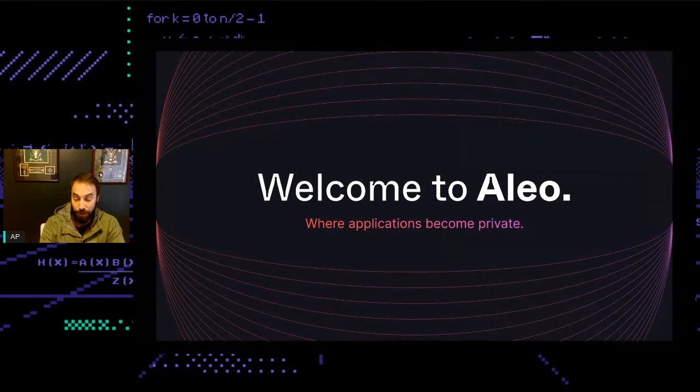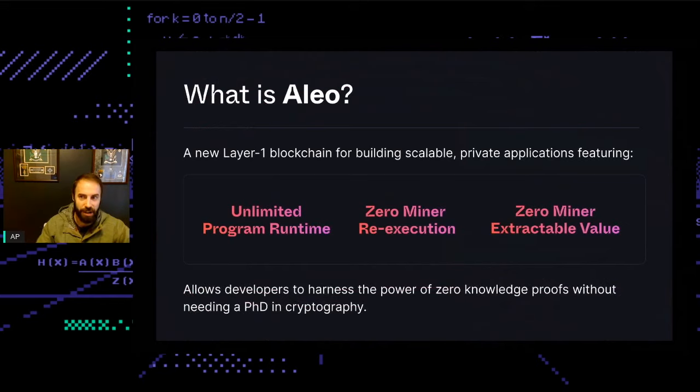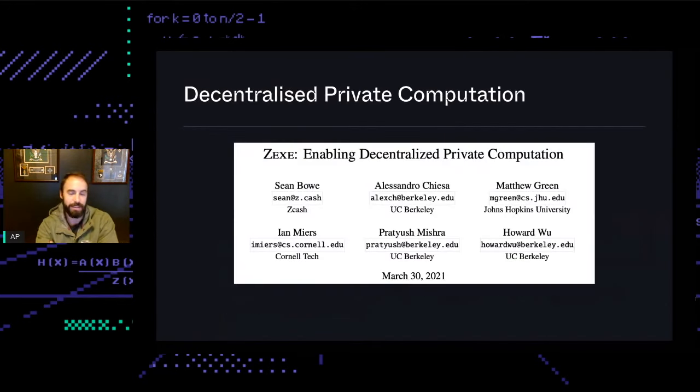So let me talk a little bit about Aleo. Our tagline is, where applications become private. What does that mean? Aleo is a new layer 1 blockchain. A lot of folks are building on Ethereum and doing interesting stuff there, and I'm very excited about that as a major Ethereum holder and fan myself. But we're taking a slightly different approach. We've got a new layer 1 blockchain, and we're building in this model called ZKValidator.